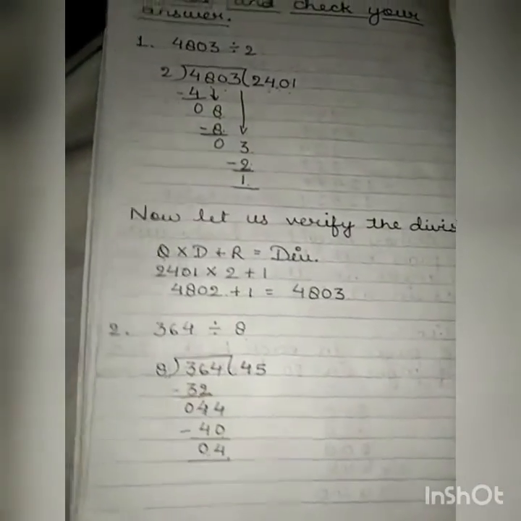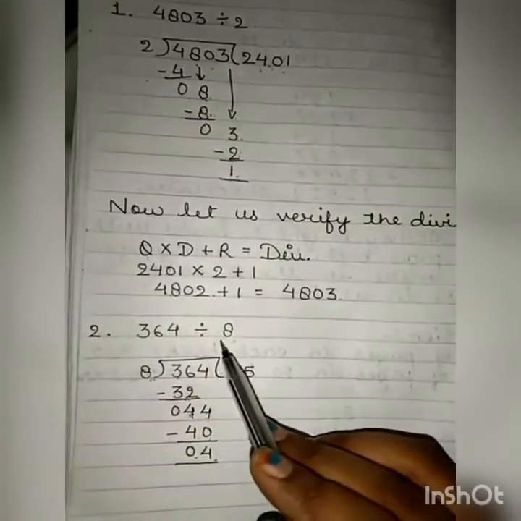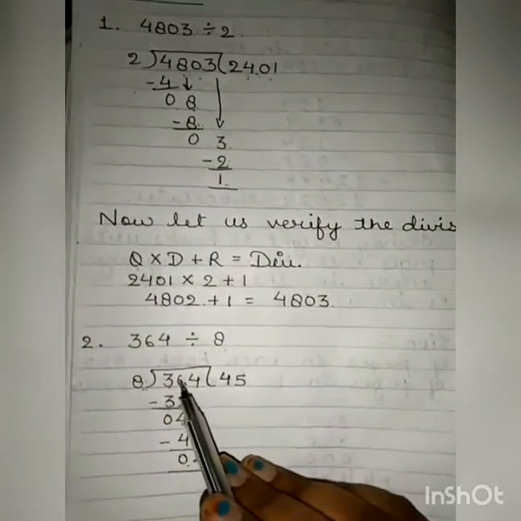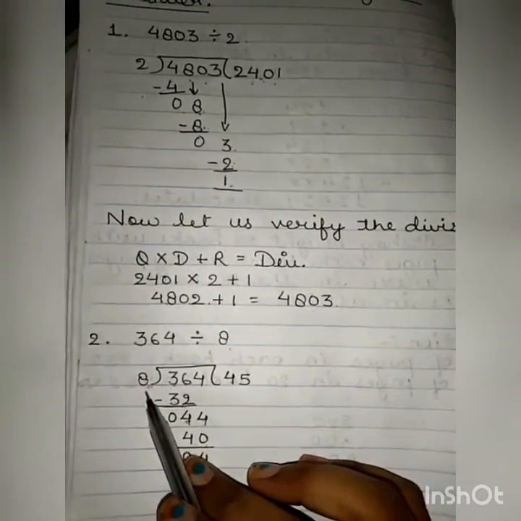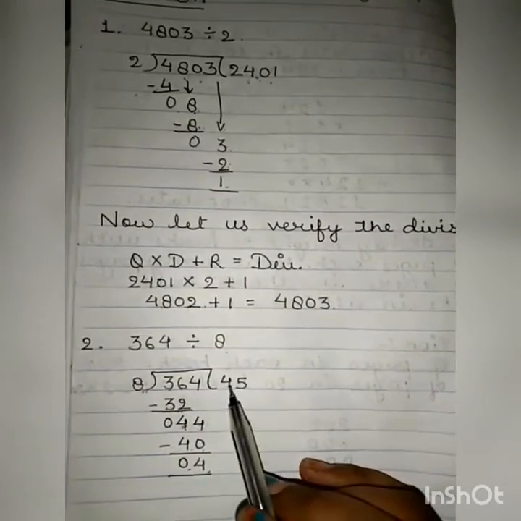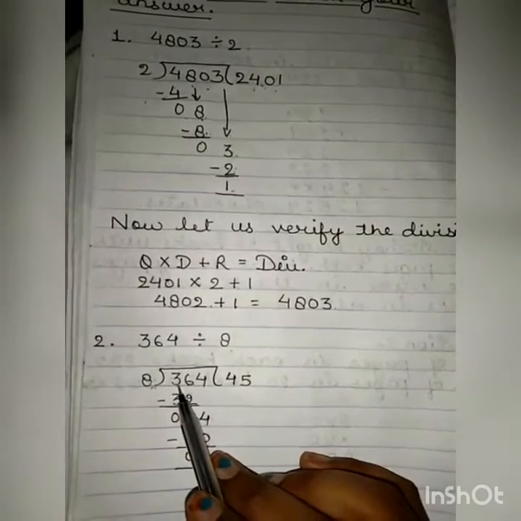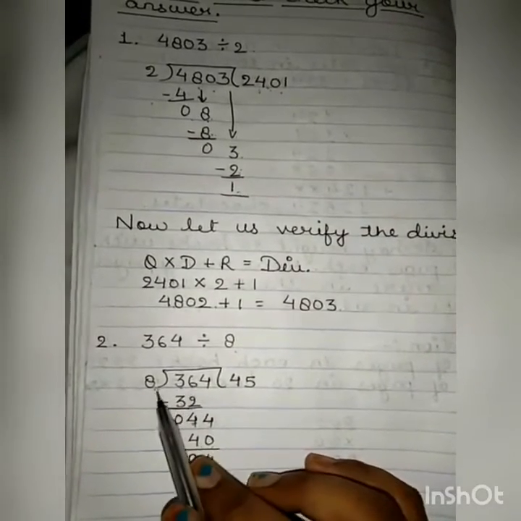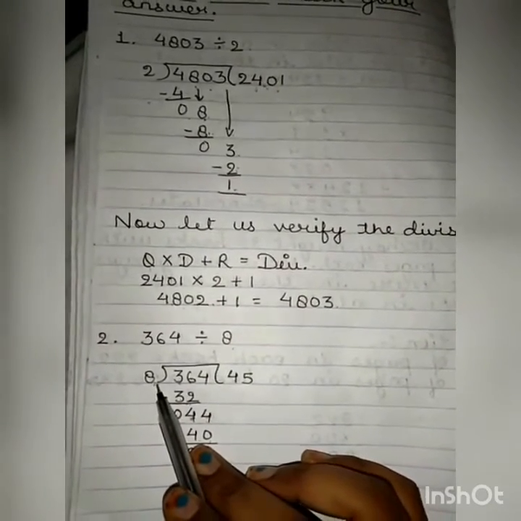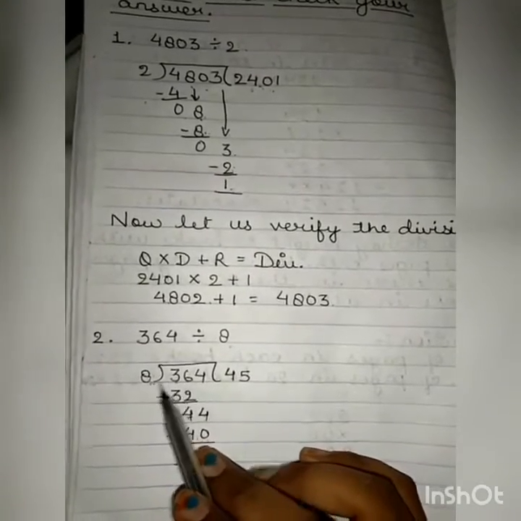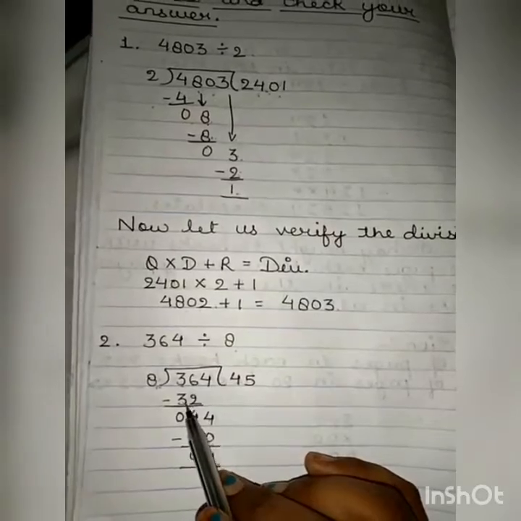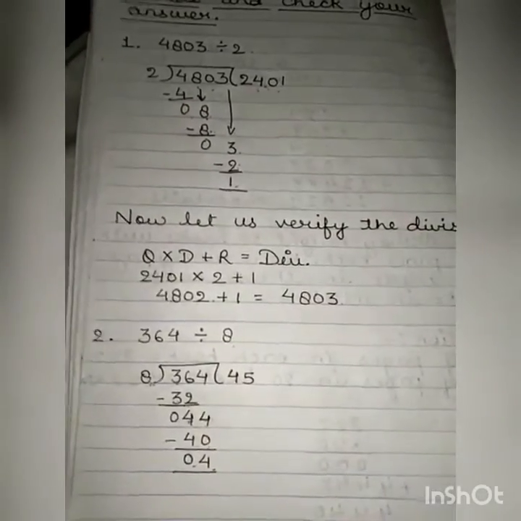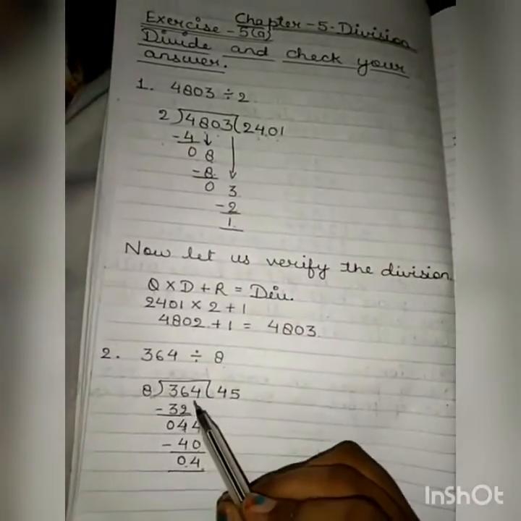Now the second question, 364 divided by 8. Now children, we will divide 364 by 8. What will we do? We will first see whether the first digit is greater than or less than the divisor. It is less than the divisor, so we will take the second digit also with the first digit. Now the number is 36.